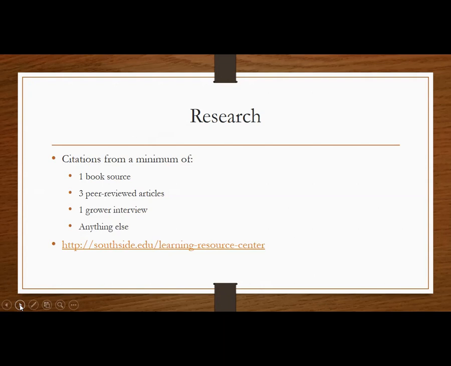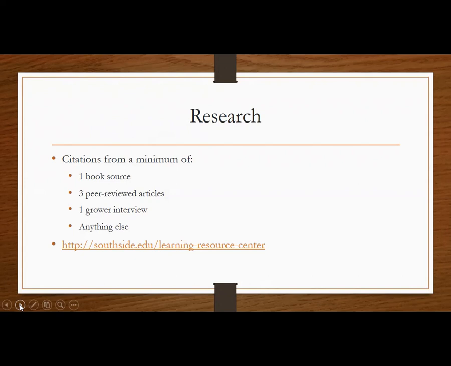Your only requirement here is it's got to be a plant. And you don't want to do a really obscure crop that you're not going to find enough information on. So after you've figured out what your crop is and signed up for it, start doing some research.